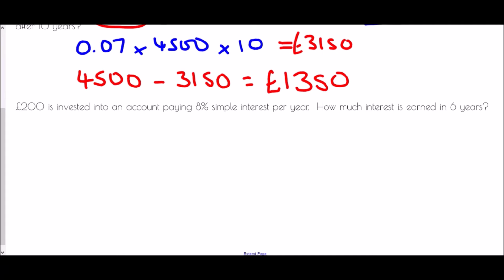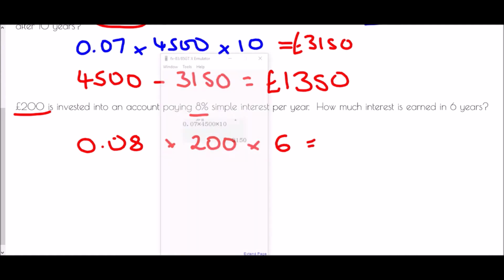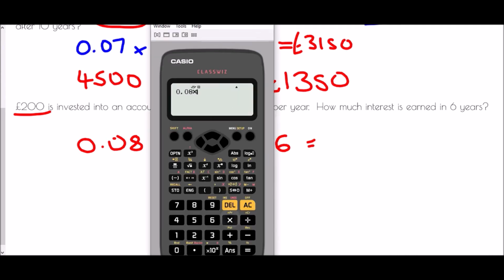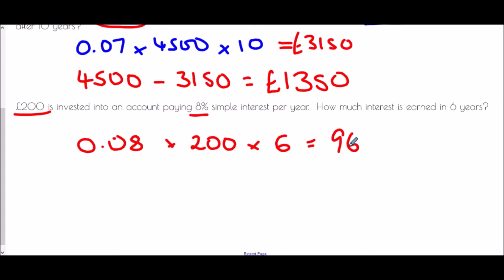And then finally, £200 is invested into an account paying 8% simple interest per year. How much interest is earned in 6 years? And so we have our percentage at 8%, 0.08. We have our investment, and in this case it actually is an investment, it's £200, and the number of years is 6. We'll type all of that into our calculator, 0.08 times 200 times 6, and we get 96, and that is pounds.